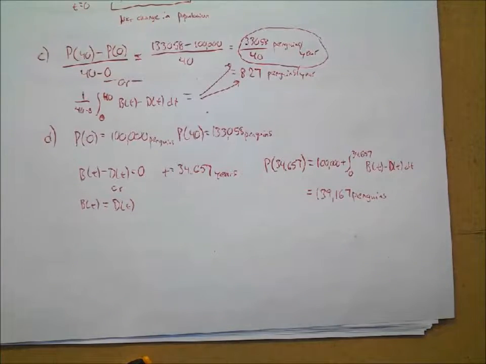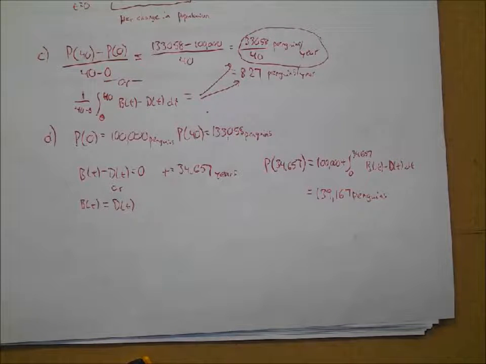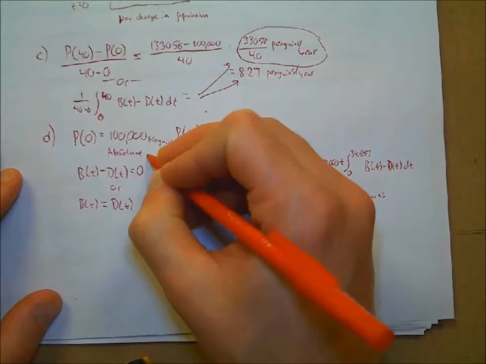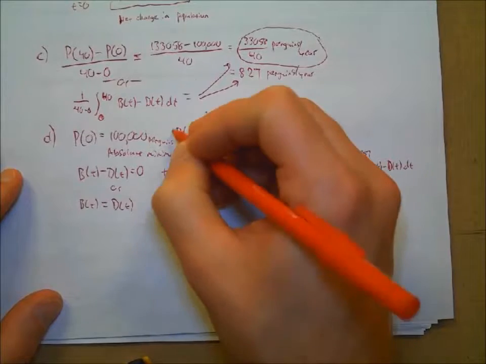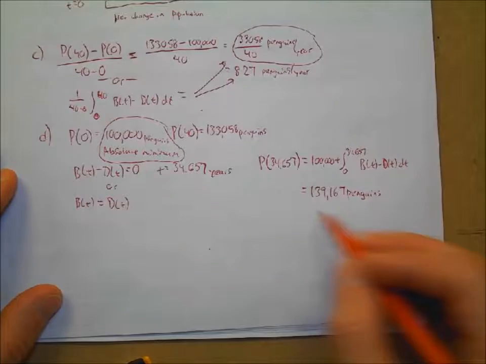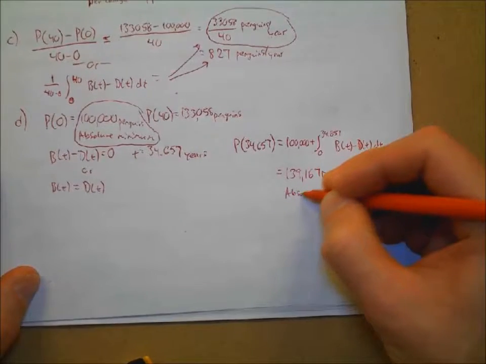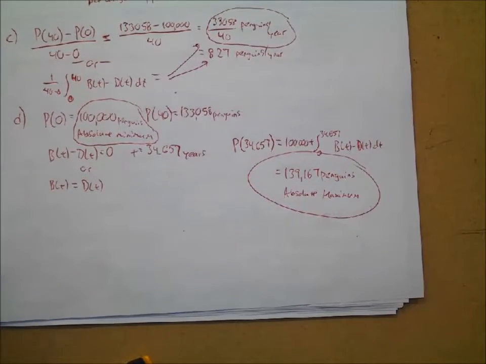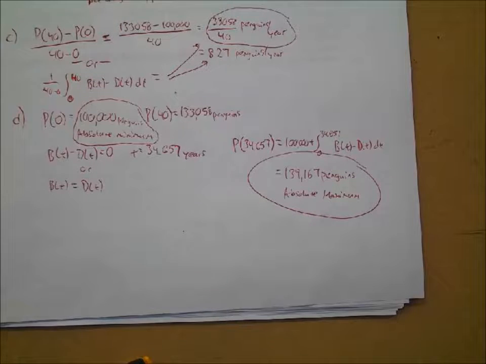Okay, so what is the absolute minimum penguin population? It's at t equals 0, but it's asking for the population, so here's the absolute minimum right here. The actual population is going to be the answer here. 100,000. Okay, and then where's the absolute maximum? At that critical point. There it is. All right.